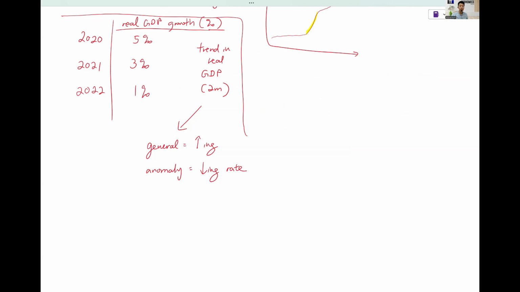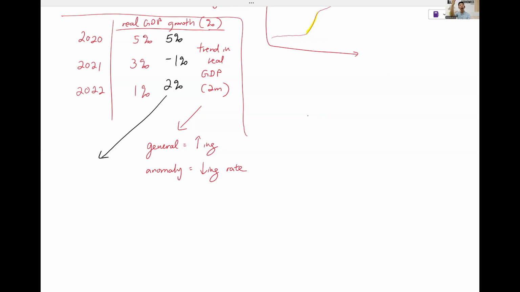Okay, good. -5%, -1%, 2%. Who would like to try? Summarize the trend in real GDP. General trend, what is it? Overall, across the whole period, do you think GDP went up or came down?